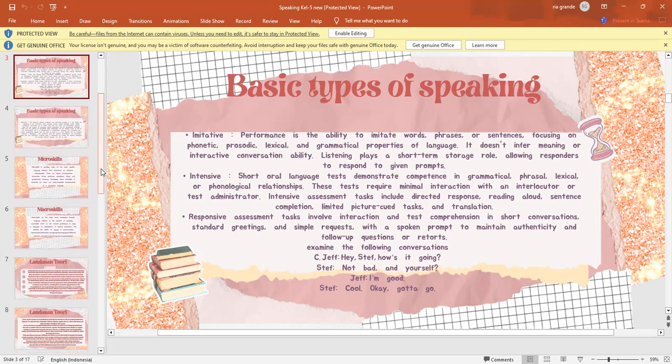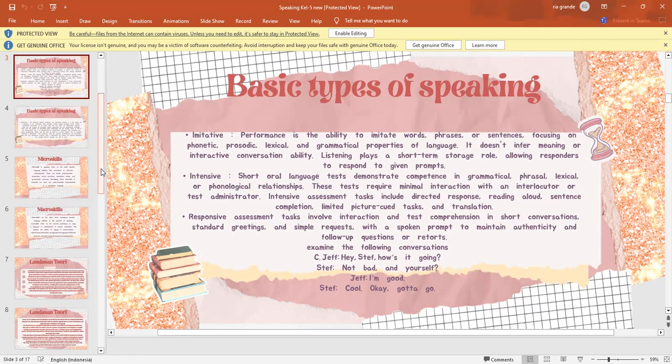And the intensive, short oral language tests demonstrate competence in grammatical, lexical, or phonological relationships. These tests require minimal interaction with an interlocutor or test administrator. Intensive assessment tests include direct response, reading aloud, sentence completion, limited picture-cued tasks, and translation.